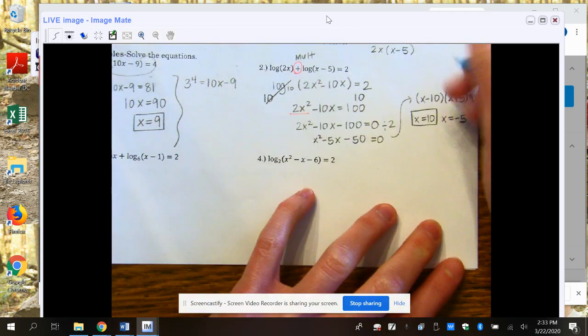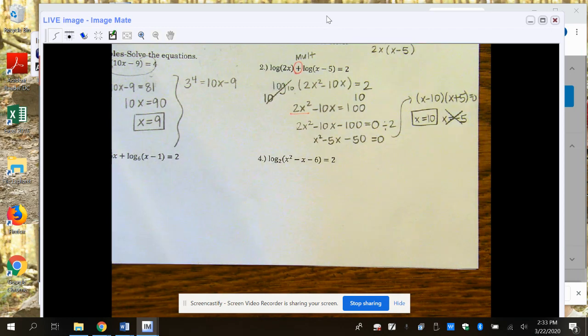Can't happen. I want to reiterate, that doesn't mean that you can never have a negative answer. It just happens that this negative answer, and negative answers a lot of times, will make your log negative.